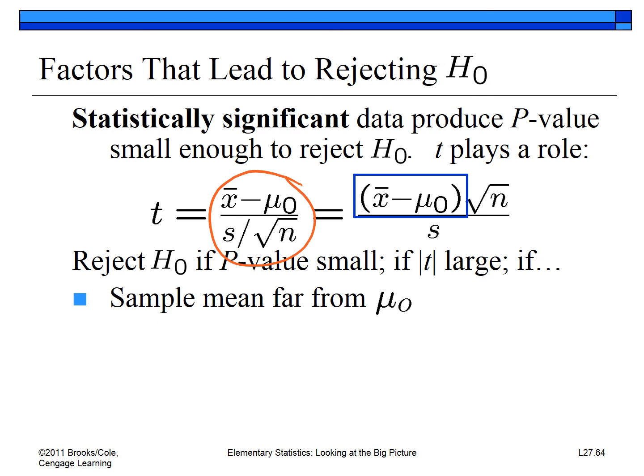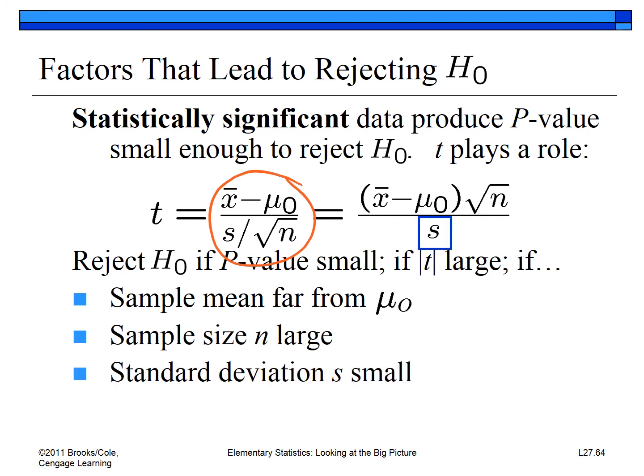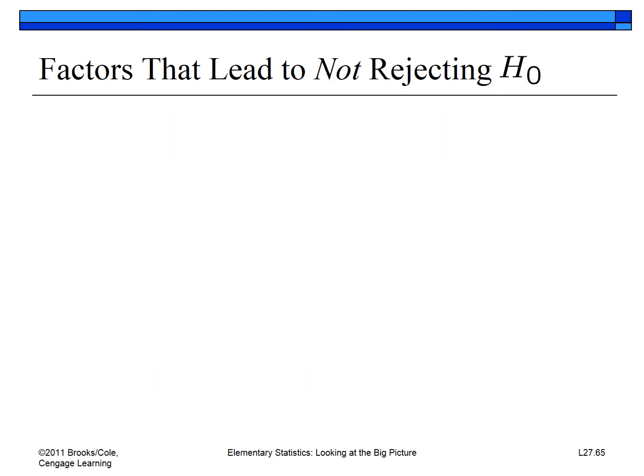Well, if that difference inside the parentheses in the blue box is big, which means the sample mean and the proposed population mean are very different. As n gets larger, that square root of n is going to get larger. That makes t larger. If the standard deviation is small, it makes the denominator of that fraction smaller, which makes t larger. All of these things will increase the likelihood that we reject the null hypothesis.